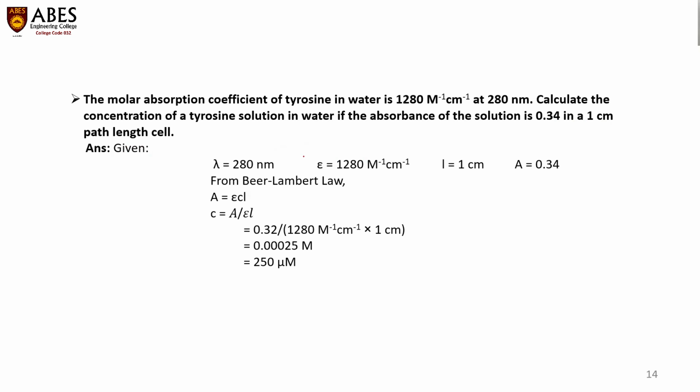That means what is given? Absorption coefficient is given, path length is given, and absorbance is given. What we have to calculate? The concentration of solution. So according to the Beer-Lambert law, absorbance equals the molar absorptivity coefficient times concentration times the path length. So concentration equals the absorbance divided by molar absorptivity times path length. After putting in all the values, we get the molar concentration of the solution, 250 micromole.